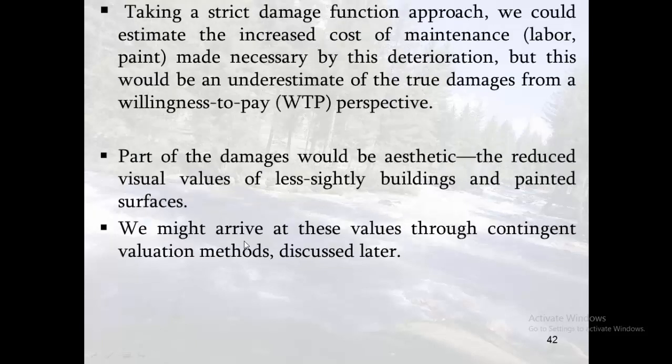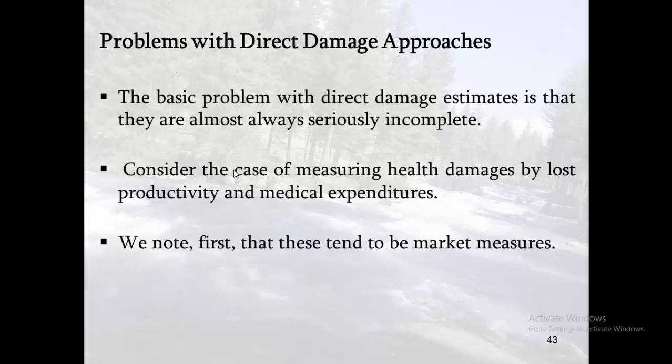One must then put a value to the deterioration. Taking a strict damage function approach, we could estimate the increased cost of maintenance made necessary by this deterioration, but this would be an underestimate of the true damage from a willingness to pay perspective. Part of the damage would be aesthetic, the reduced visual values of the less sightly buildings and painted surfaces. We might arrive at these values through contingent valuation methods, which means we have different indirect methods as well to estimate such costs, and these will be discussed in lectures 4, 5 and 6.